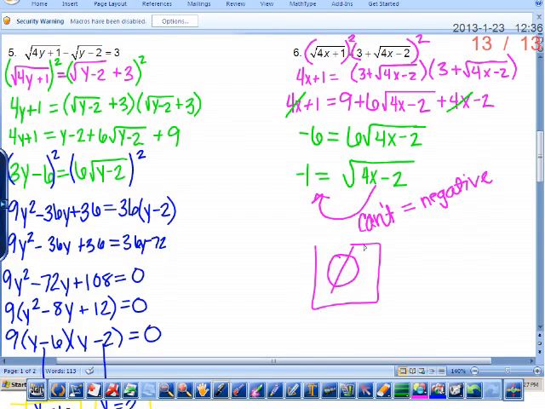So our answer here is no solution. If we were to keep solving it out and we got our answers, we'd plug them back in, and probably neither one of them would work. But you'd like to save yourself the time and the energy and check it out earlier.